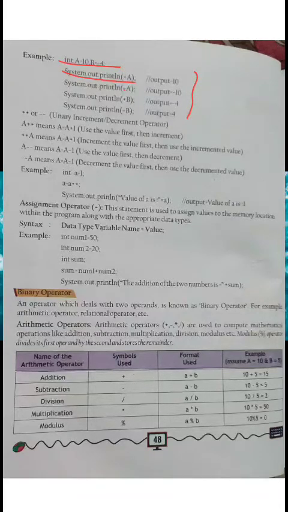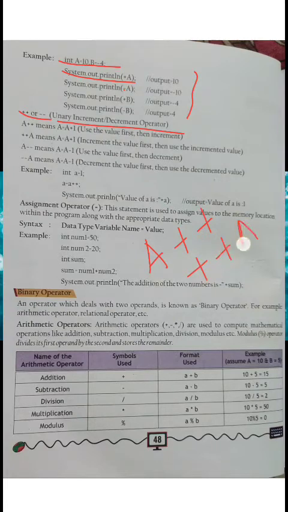Now here, double plus and double minus, which we have just seen, are used for the increment and decrement operators. Increment means to increase the value, decrement means to decrease the value. Now everything has a different meaning. When we write a++, it has some different meaning, and when we write ++a, it has some different meaning. Now here all the meanings are being explained.